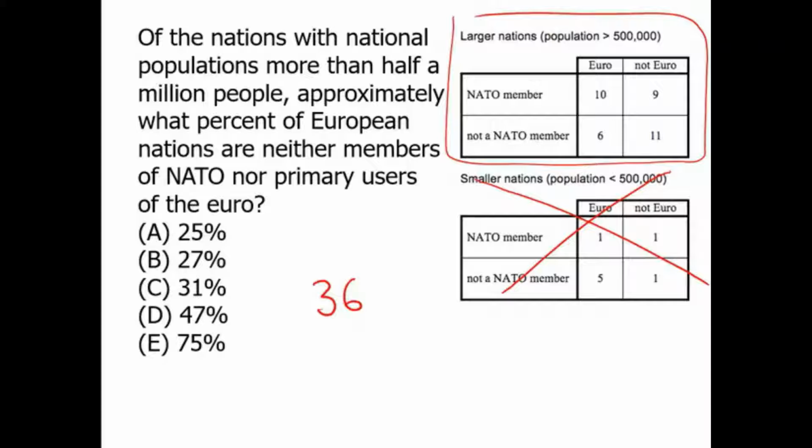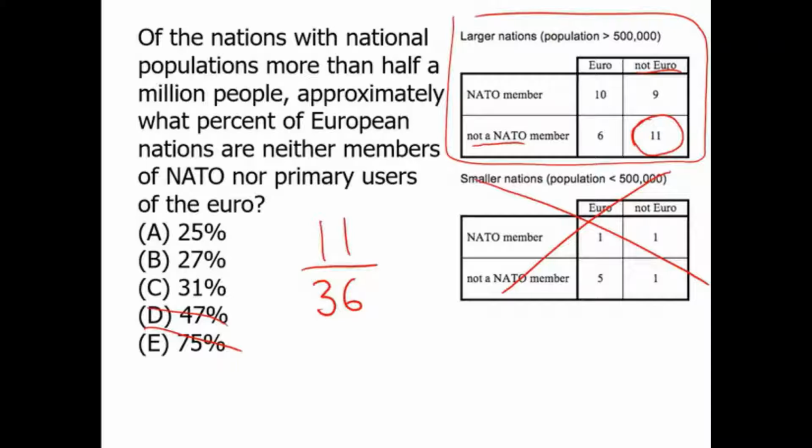And the part are the people that are not NATO members and not using the euro, and the intersection of that is right there. So it's 11 out of 36. So 11 out of 36 is slightly smaller than a third. 12 out of 36 would be a third. And so this is going to be slightly less than a third. So we know those answers aren't right.